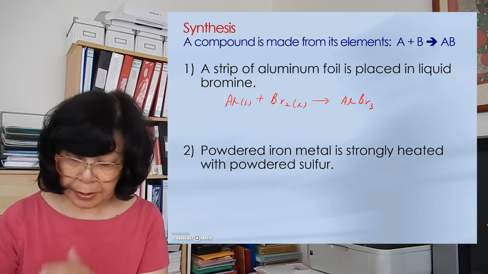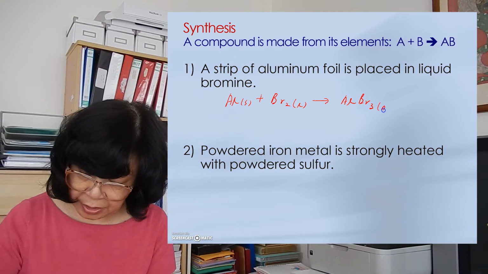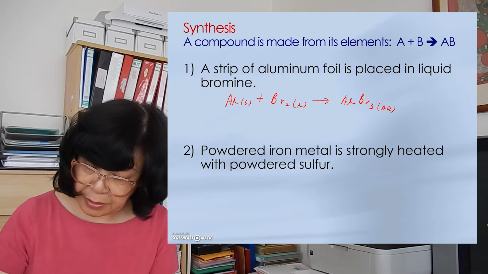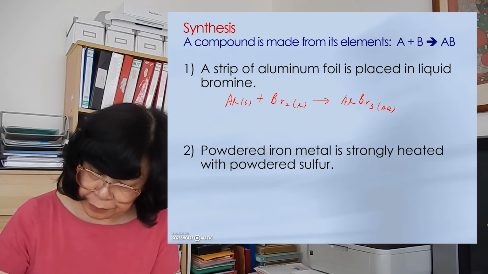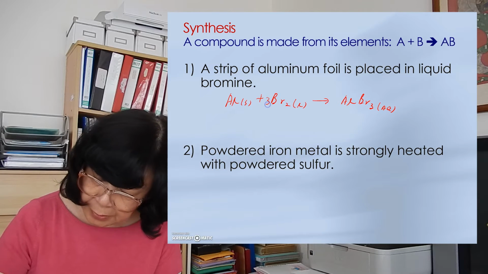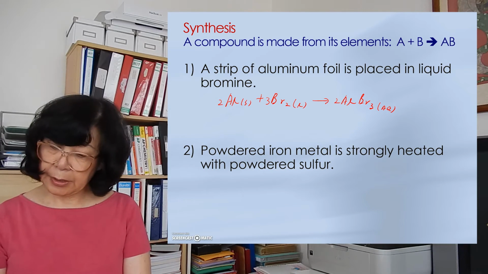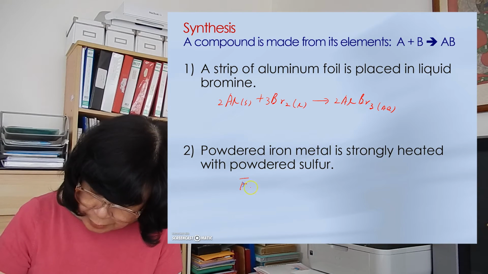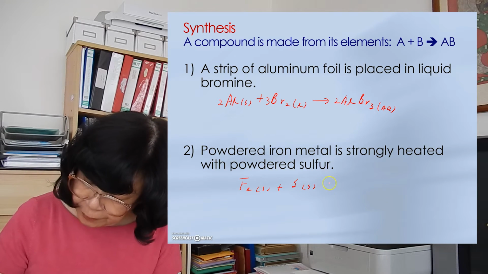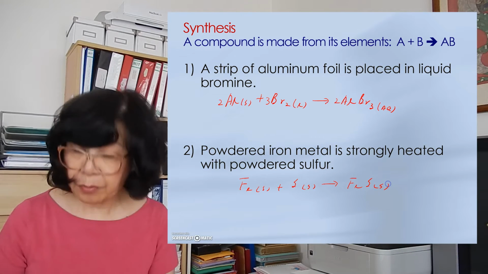And for a solid dissolved in the liquid, I may call that aq. Okay, so I balance the bromine by putting 3 here and 2 here, and 2 for the aluminum, and that's balanced. With iron metal heated with sulfur, Fe solid and sulfur solid, to form iron(II) sulfide solid with brand new properties.